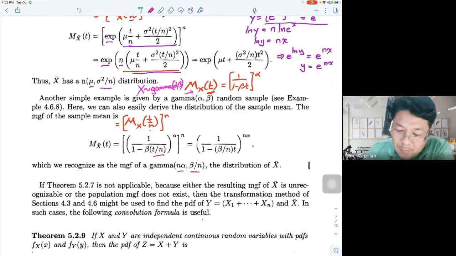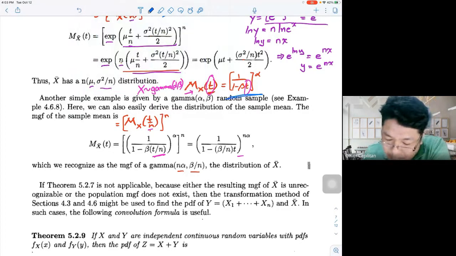So now, we just replace t here by t over n. So this is now our result, replacing with t over n, the alpha power of this, and then raised to the n. And then simplifying, we have this expression. And you can observe that the forms are almost the same. If you look at this form and that form, they are the same.